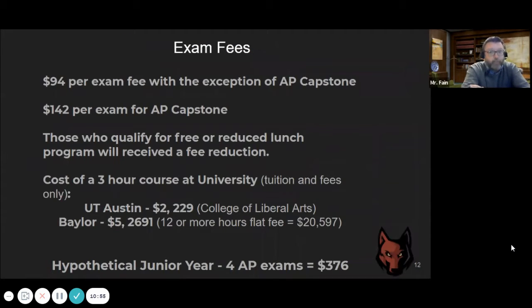They're not free. Your average test, which is not AP Capstone, a different part of the AP program, is $94 a piece. There are reduced fees if you're free or reduced lunch. And just to give you the idea of why you would pay that much for a test, you're trying to save money now for a course later. So $94 now to save $2,200 for tuition and fees of 3 hours at UT Austin.